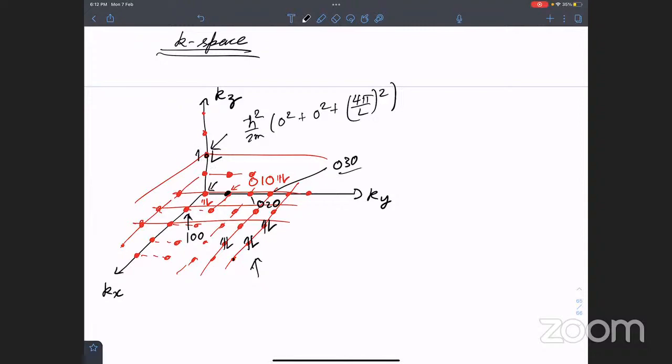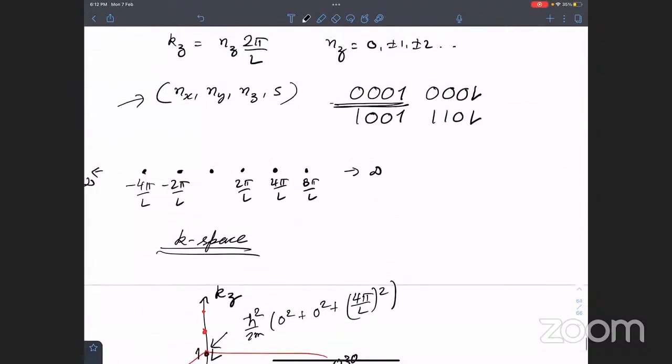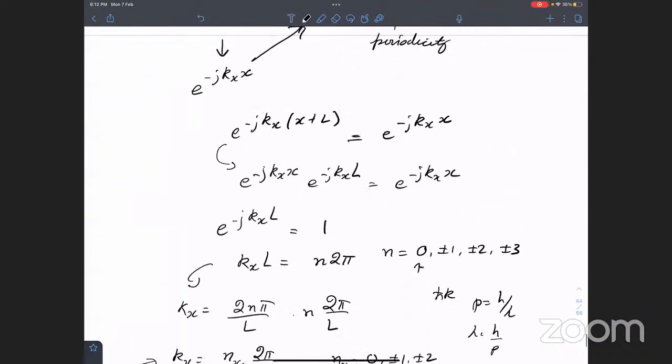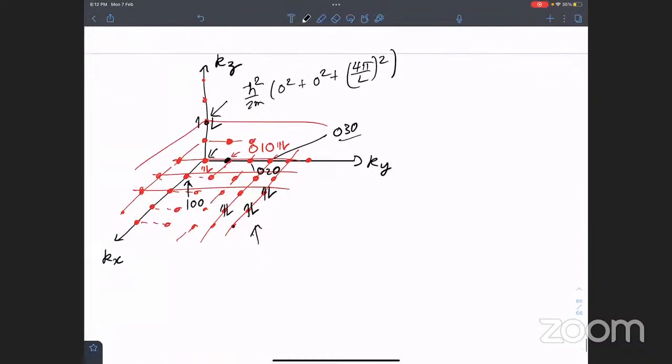Okay, so I hope you understand now what we are doing here and how we represent the solutions of the Schrodinger's equation in the K space diagram. This space is in K. It is called the K space diagram. It's not the real space. Okay, this is the K space.